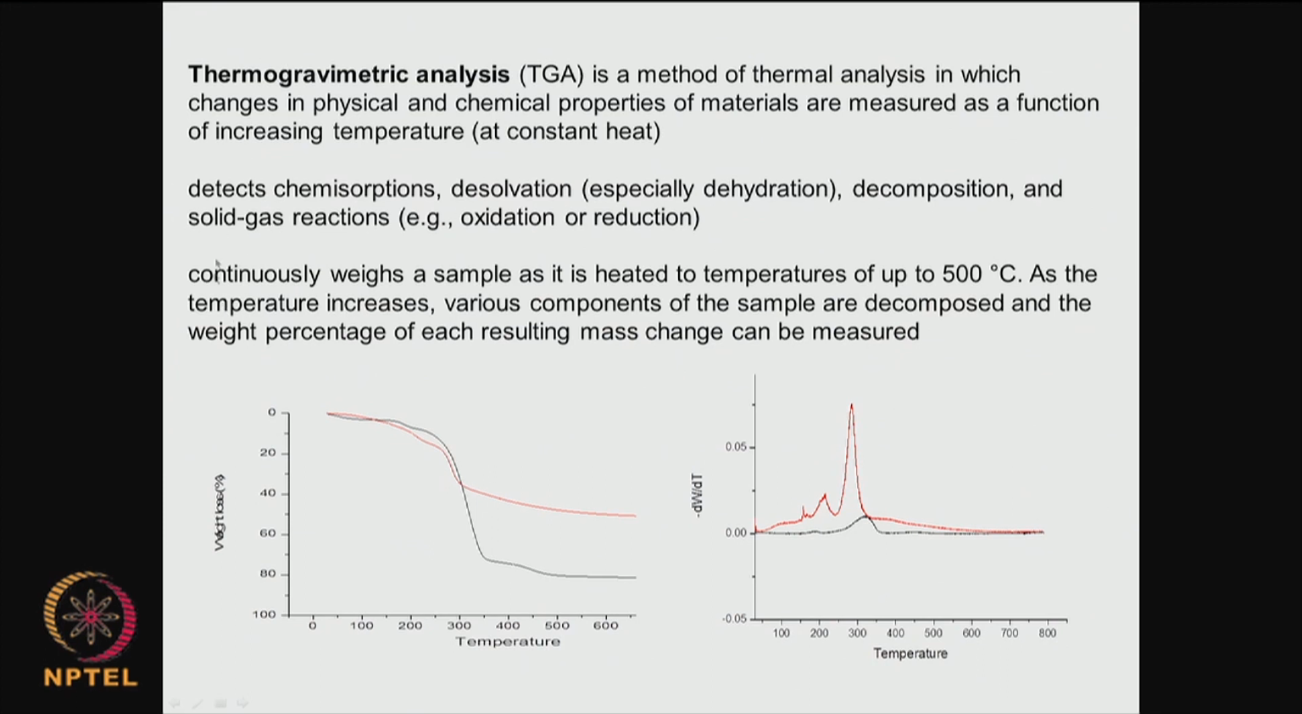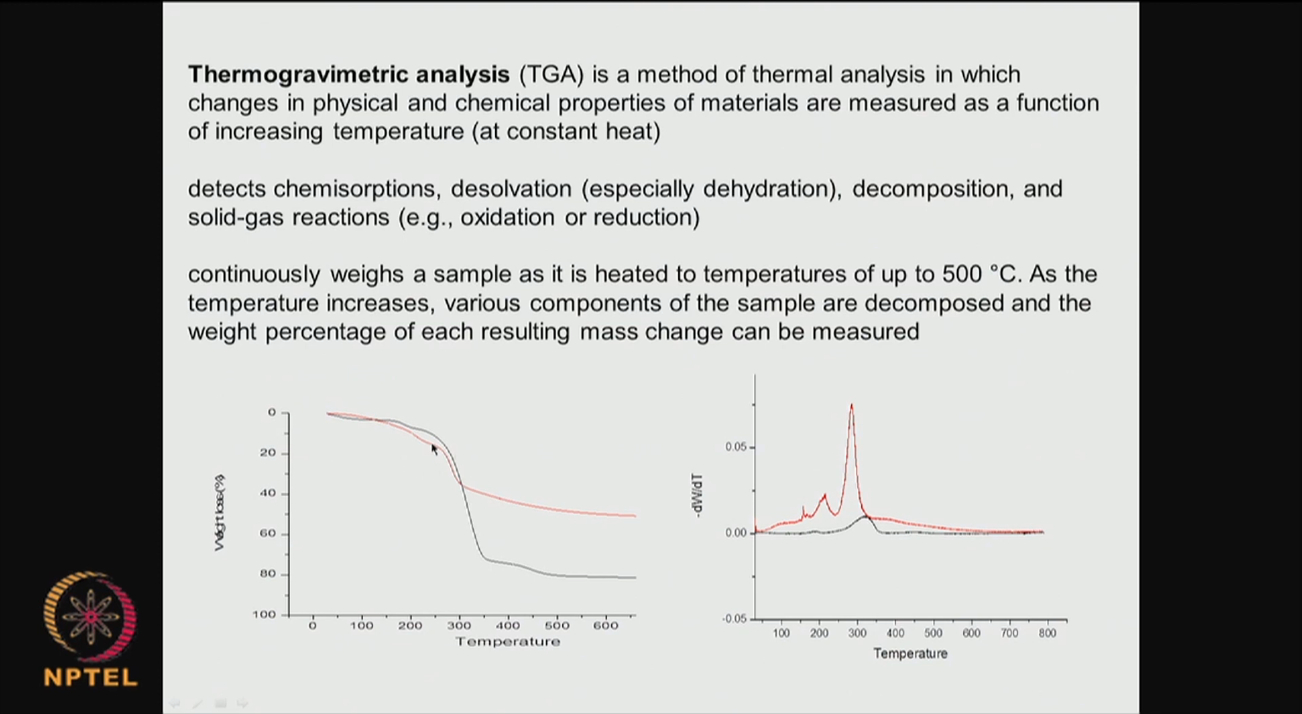So, basically what does it do? It continuously weighs a sample as it is heated. So, we can go up to 500, 600, even 800. As the temperature increases, various components of the sample are decomposed. So, the material loses its weight, so it comes down. For example, in this picture, you see one material loses a lot of weight, another material loses only little weight.